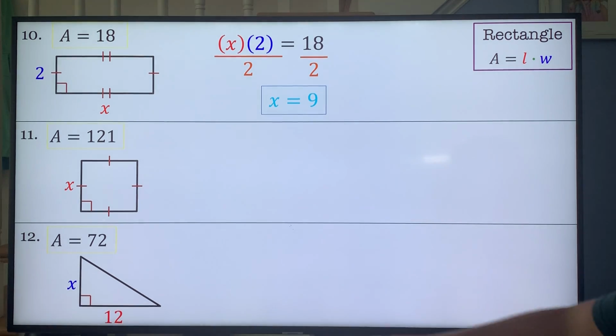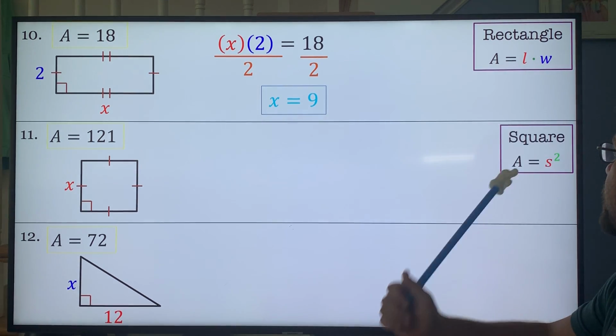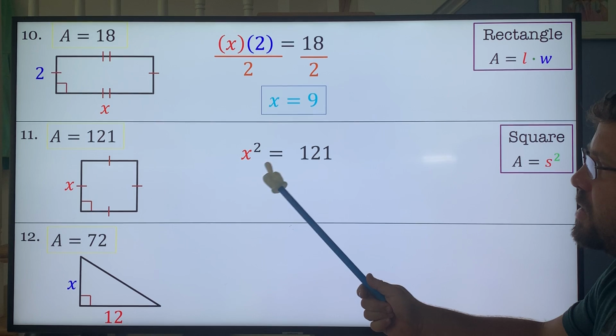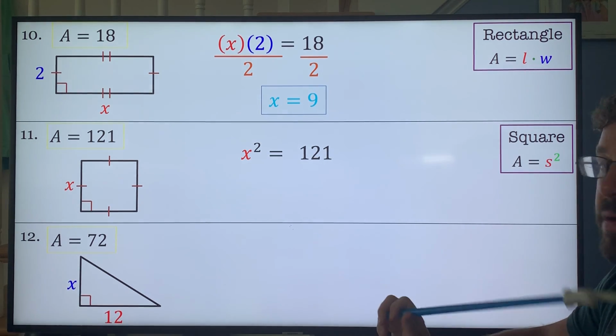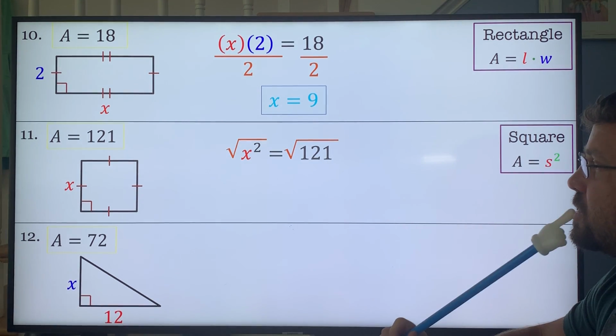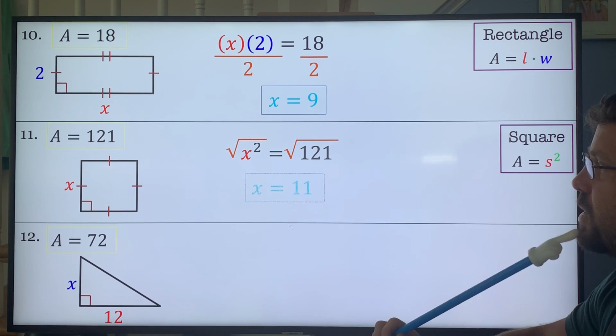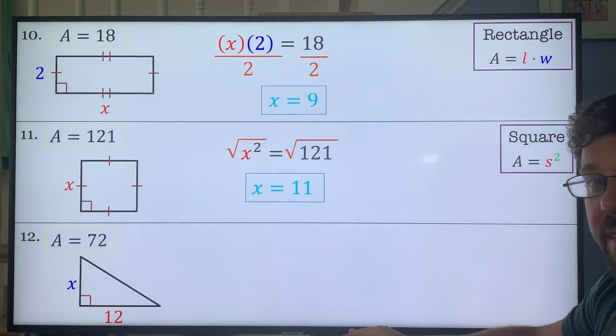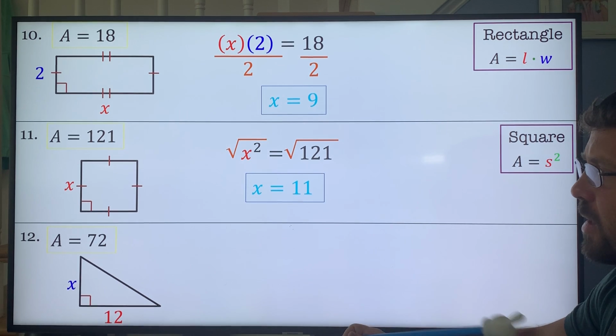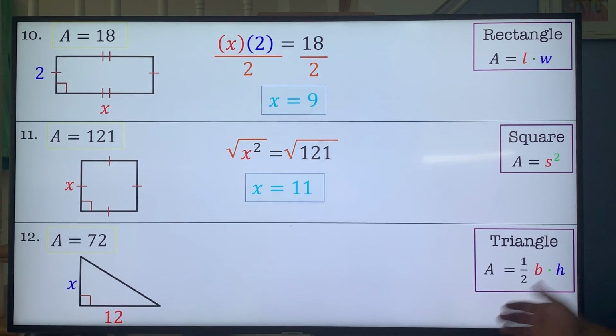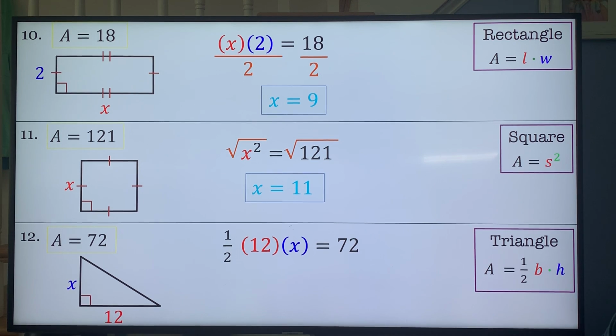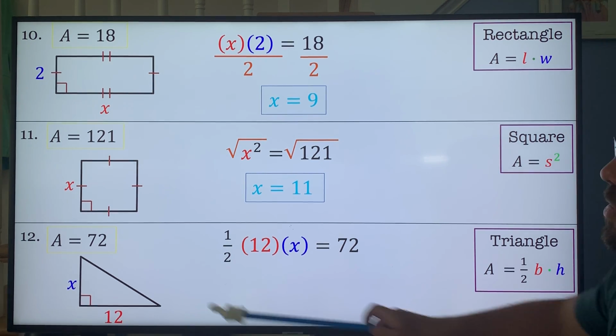Wow, that was tough. 121. Square is s squared. So, because this is s squared, right? Square root of x squared equals x, square root of 121 equals 11. And that's it. And finally, 1/2 base times height equals 1/2 of x times 12, and that whole thing equals 72.